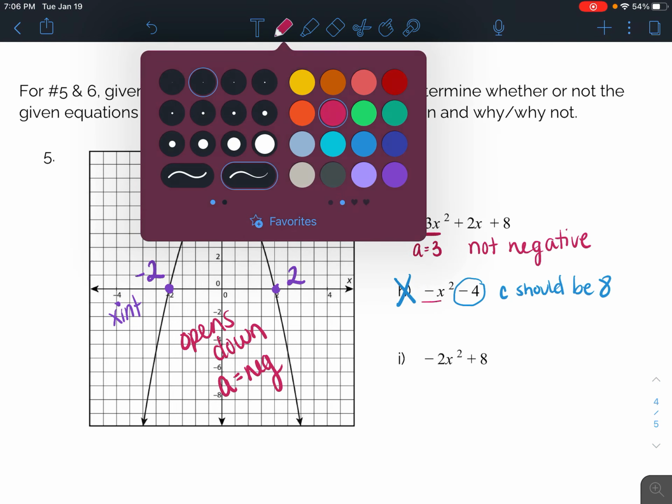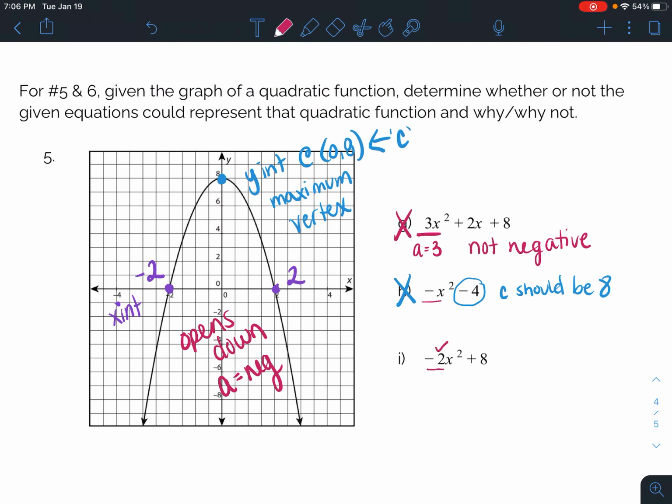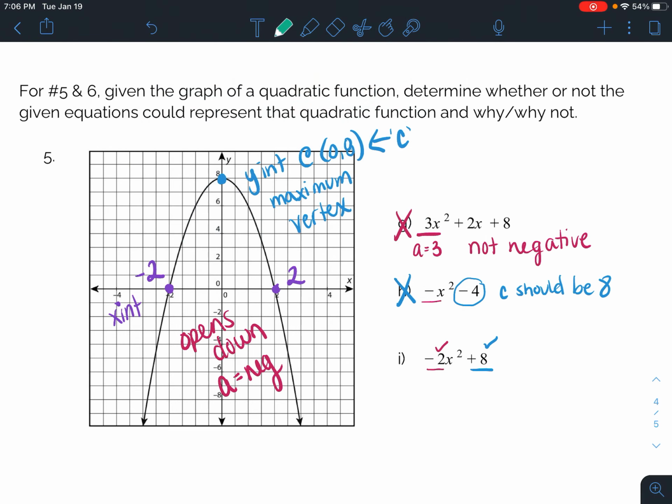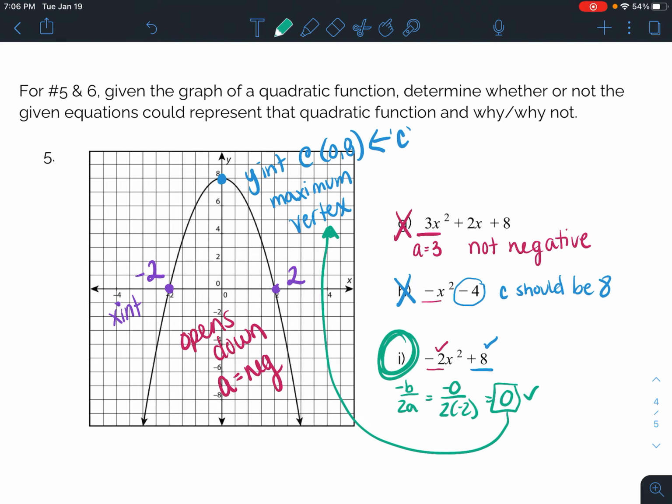If we check our third, we do have a negative a value. We also have an 8 as our c value, so those two pieces check out. We can always double check by looking for our vertex. Remember, our vertex is -b over 2a. So in this case, we don't have a b. We're going to use 0. That gives us a 0. We know that our vertex is supposed to be at (0, 8), so everything checks out, making this the equation to choose.